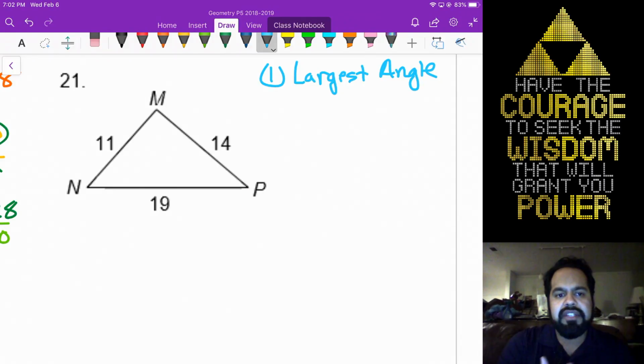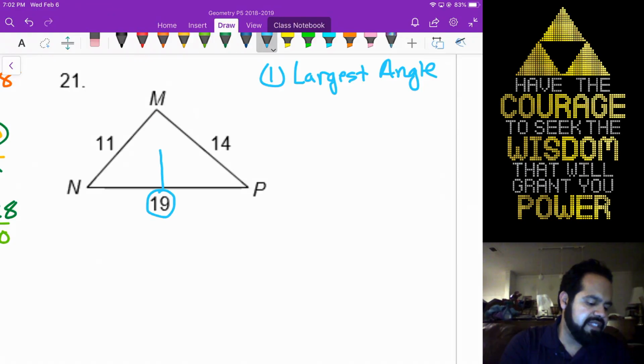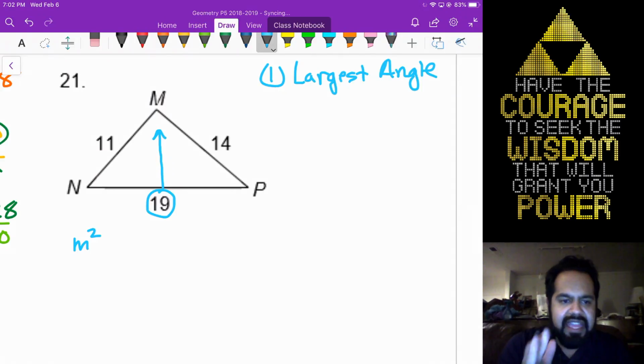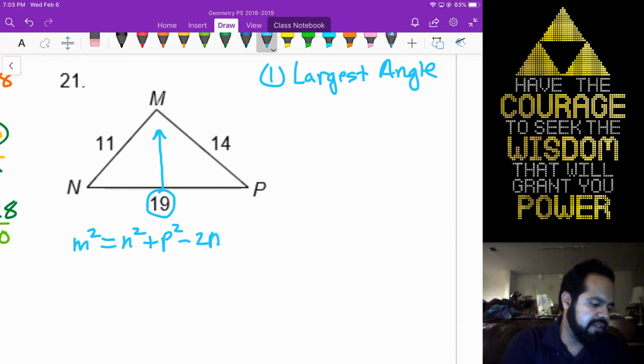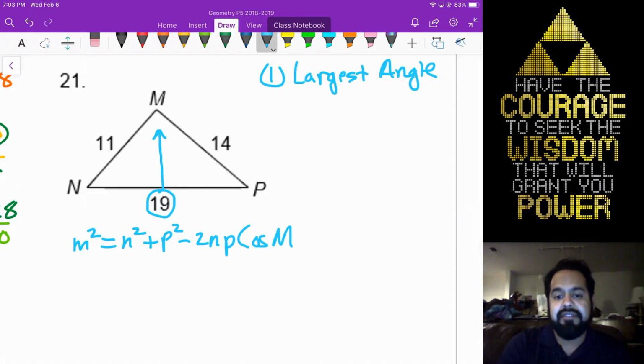And the largest angle is always going to be across from the longest side. So if here's my 19, I'm solving for angle M. So in my formula, that means little m is going to start the equation and end the equation. The order of the middle letters does not matter. You could put p squared plus n squared, or n squared plus p squared. Does not matter. N squared plus p squared minus 2 times n times p cosine of angle M.